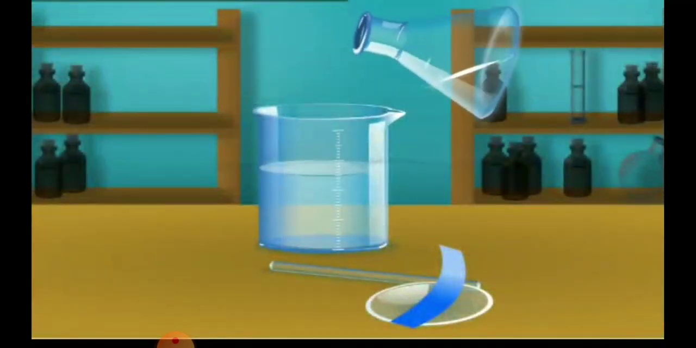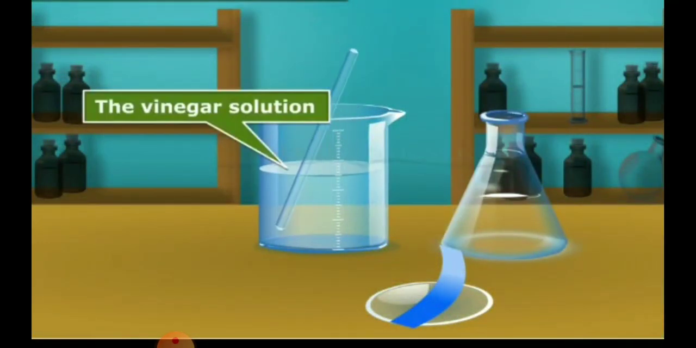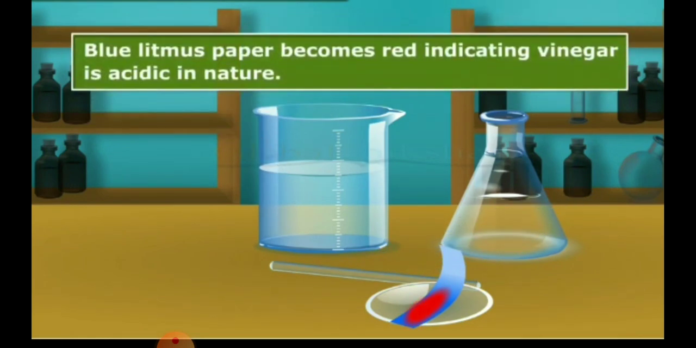Again, dip a clean stirrer into the vinegar solution. Put 1 drop on blue litmus paper. Blue litmus paper becomes red, indicating vinegar is acidic in nature.